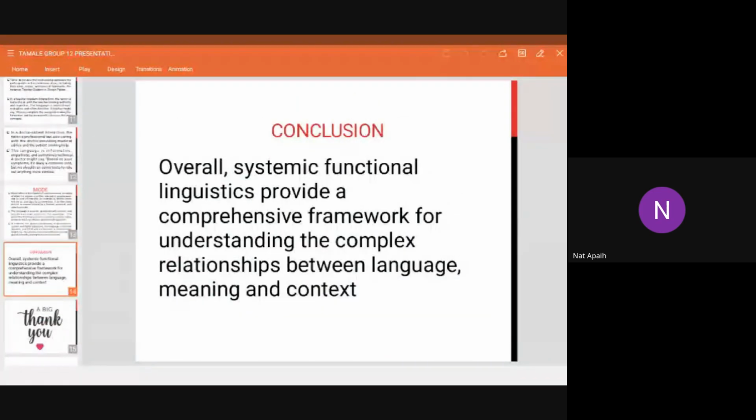So we have come to the end. In conclusion, systemic functional linguistics, a theory developed by Halliday, provides a comprehensive framework for understanding the complex relationships between language, meaning, and context. Meaning is made based on the context in which language is used. And that is what the theory is all about.